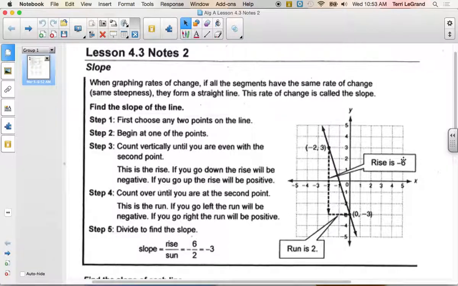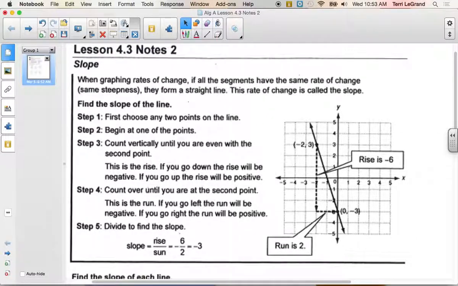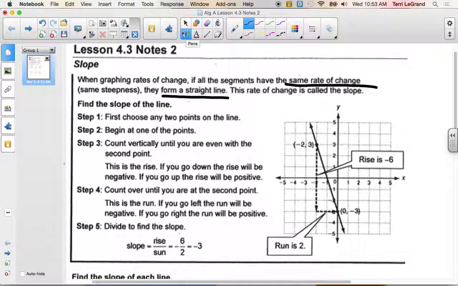All the line segments have the same rate of change, so they're going to form a straight line. And we're going to call this slope. That same rate of change is not going to change. You get to pick any 2 points on the line, it doesn't matter which 2 points, to find the rate of change, and we're going to call that rate of change slope.